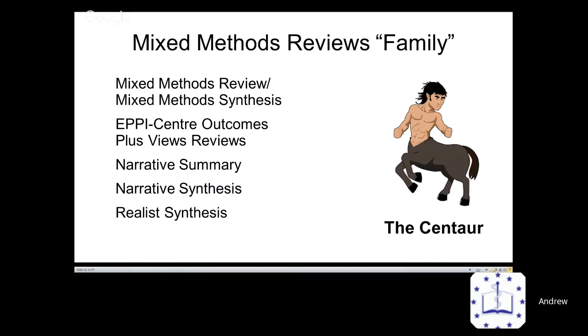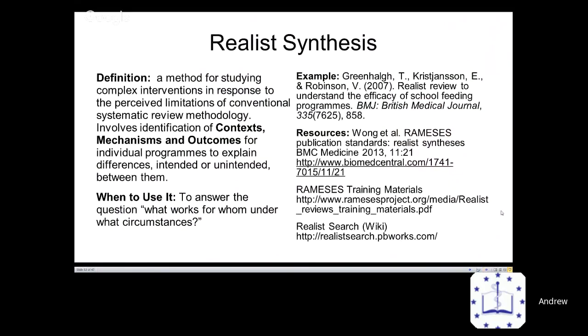And so we've already mentioned some of these methods. Realist synthesis, this is a current growth area. Essentially, a realist synthesis is trying to answer the question, what works for whom under what circumstances? It answers the what works for whom using the information from quantitative reviews. It uses the under what circumstances from qualitative reviews and builds a bridge between the two parts of the question.